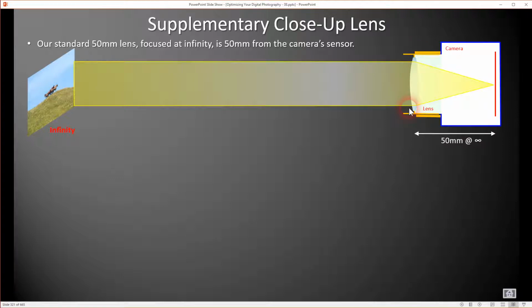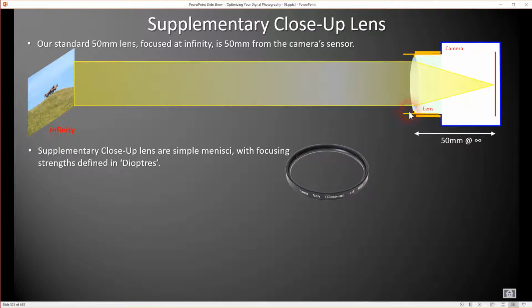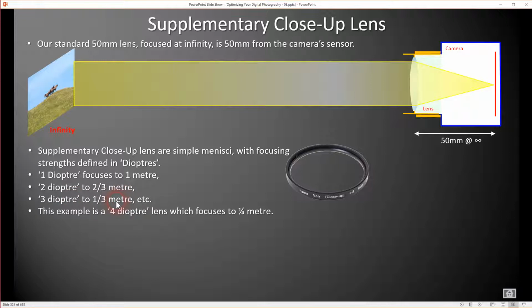So, supplementary close-up lenses. Our standard 50mm lens focused at infinity is 50mm from the sensor. Okay, we know that. A supplementary close-up lens, a simple meniscus, comes in different diopters, and a 1 diopter means that this lens will focus to 1 meter. So something at infinity will be focused to 1 meter. 2 diopter, 2/3 of a meter. 3 diopter, 1/3 of a meter.